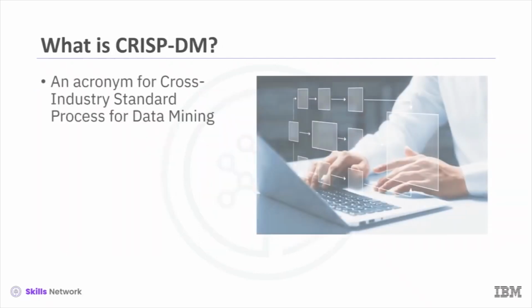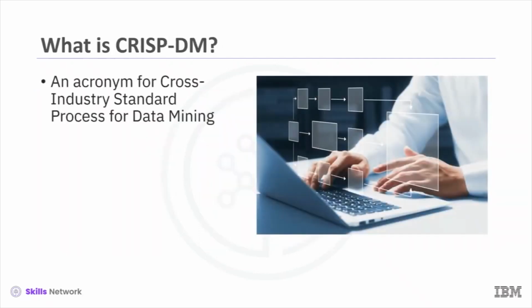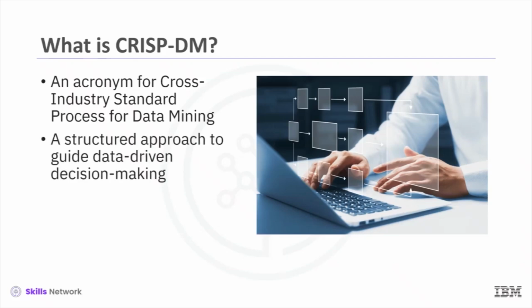CRISP DM, which stands for Cross-Industry Standard Process for Data Mining, is an industry-proven way to guide your data mining efforts. CRISP DM is an iterative data mining model and is a comprehensive methodology for data mining projects which provides a structured approach to guide data-driven decision-making.